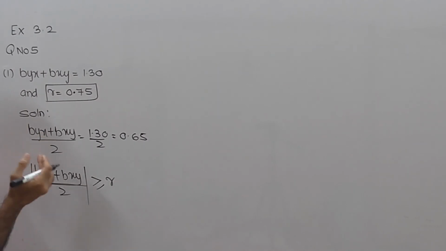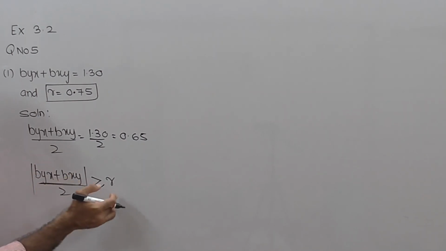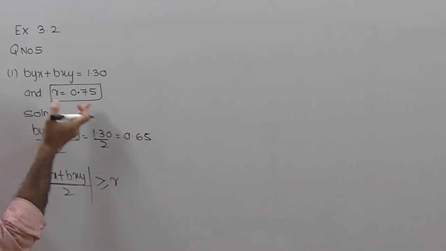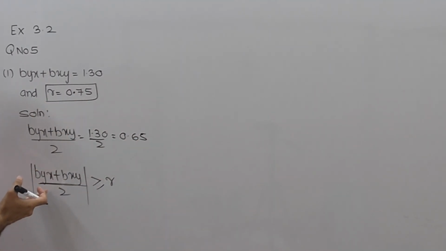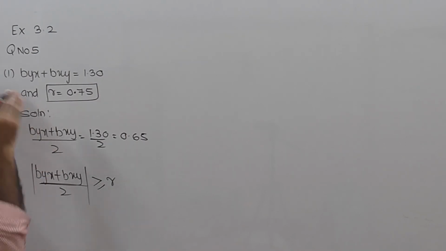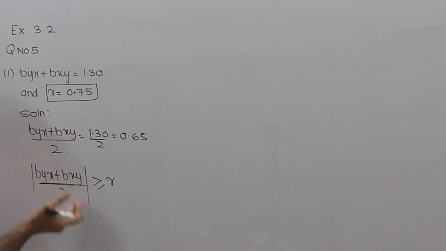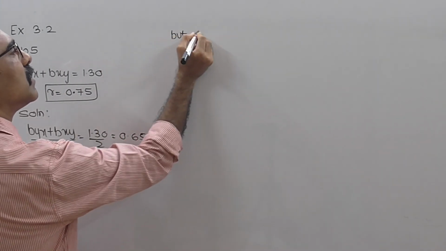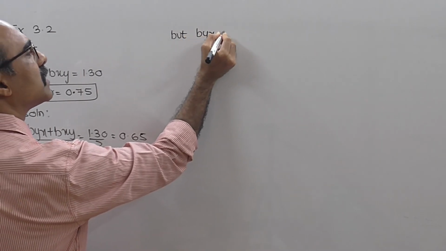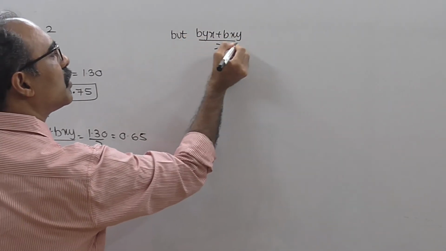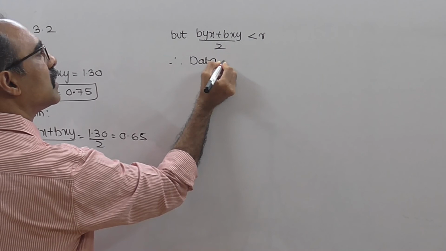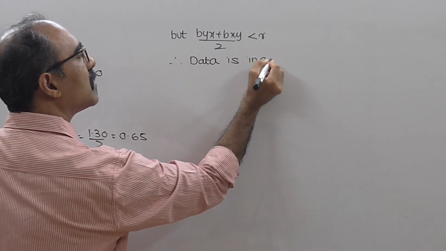Can I say that as per the properties of regression coefficient, the average of byx and bxy should be more than or equal to r? Can I say that the average of byx and bxy is 0.65 and r is 0.75? Can I say that therefore byx plus bxy upon 2, as per this question, is less than r? Therefore the data is inconsistent.